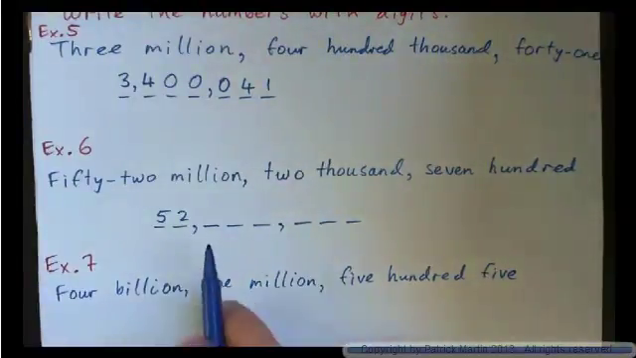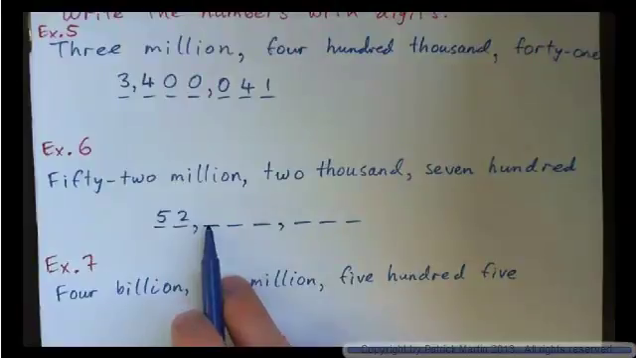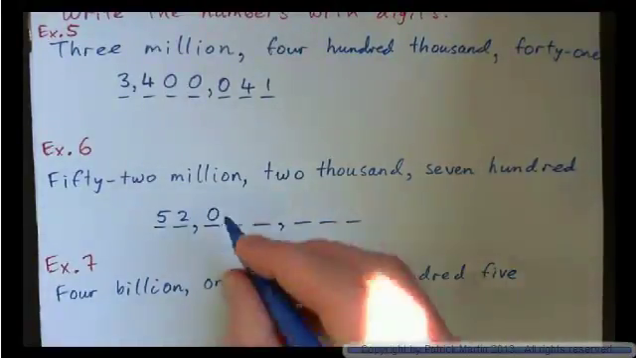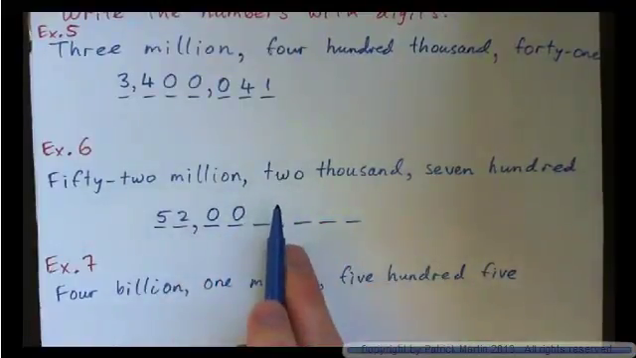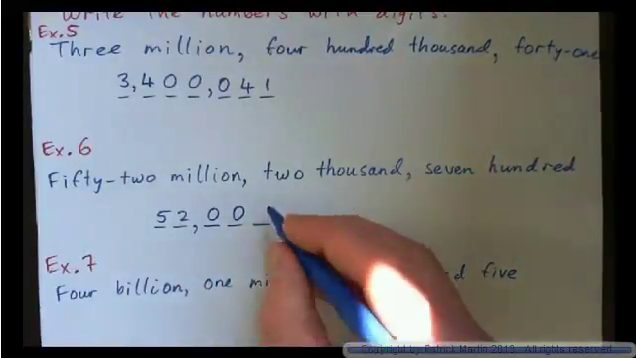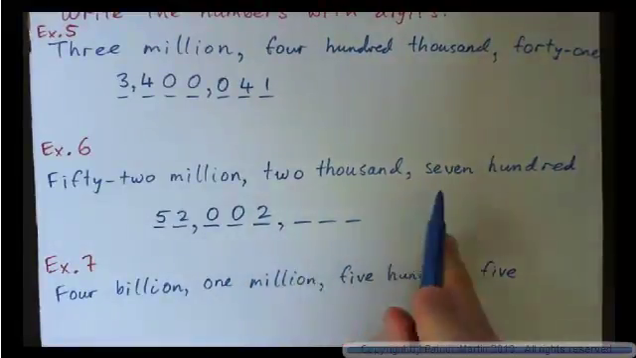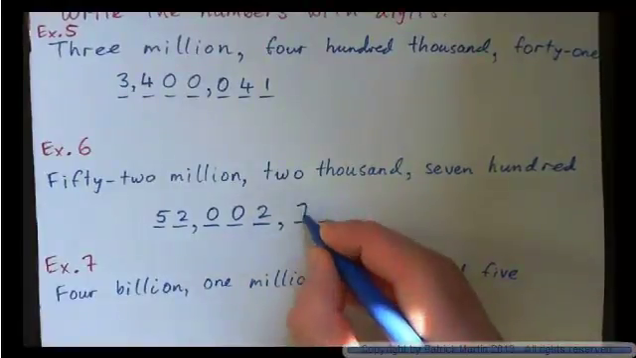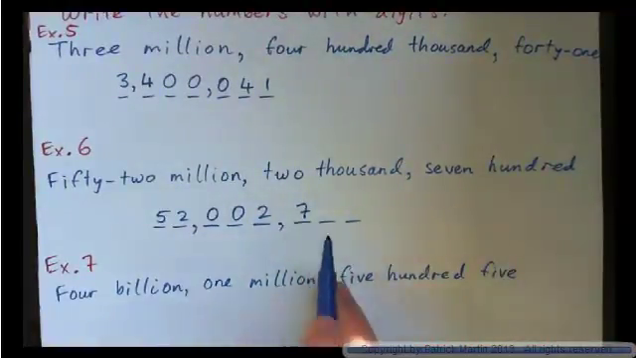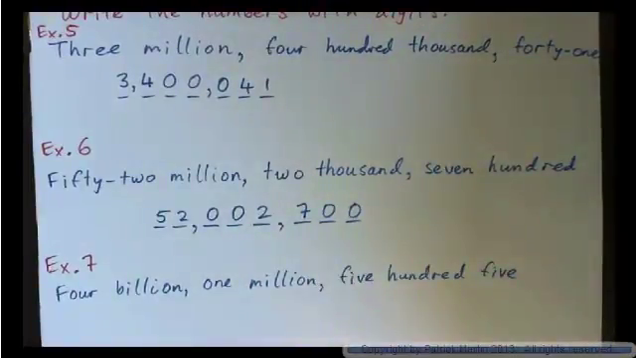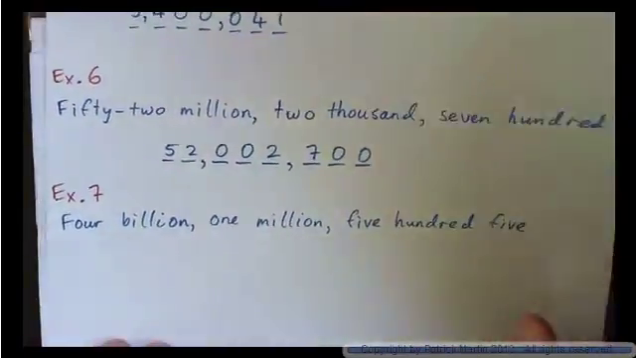Do we have any 100,000s? No. Do we have any 10,000s? No. Do we have thousands? We have 2,000. Do we have any hundreds? We have 700, so 7 goes there. Do we have any tens? No tens. Do we have any units? No units, right? So press pause and see if you can figure this guy out.